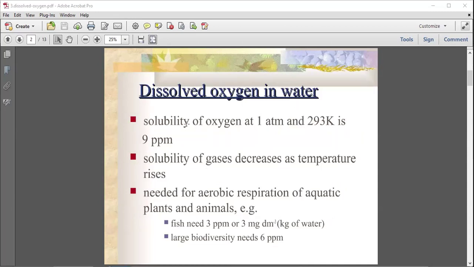So you can see the solubility of oxygen at 1 atm. Atm means atmospheric pressure. This is the temperature, 293 Kelvin, and this is in ppm. You will see what the meaning of ppm is. Solubility of gases decreases as temperature rises. Oxygen is needed for aerobic respiration of aquatic plants and animals. The fish need 3 ppm, or 3 milligram per decimeter cube.